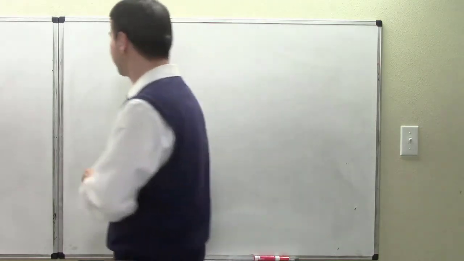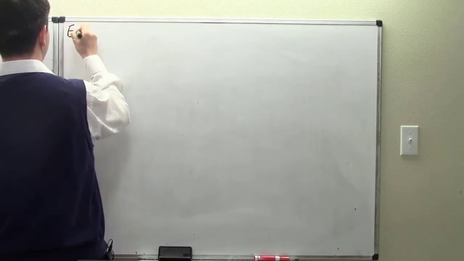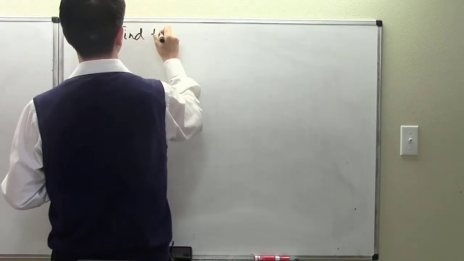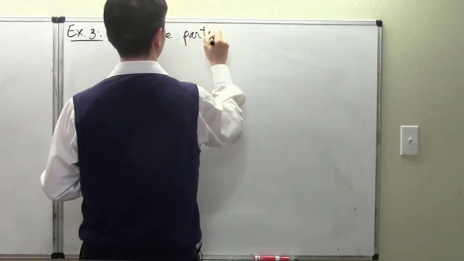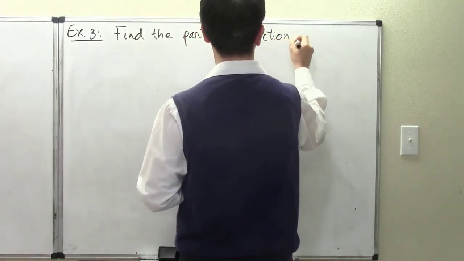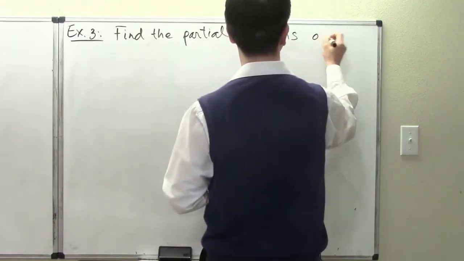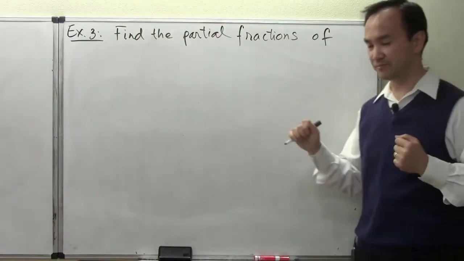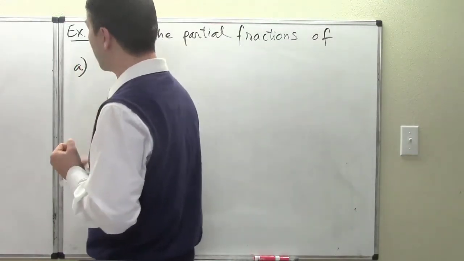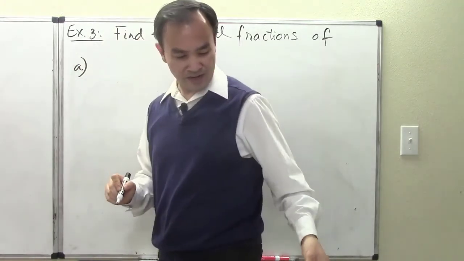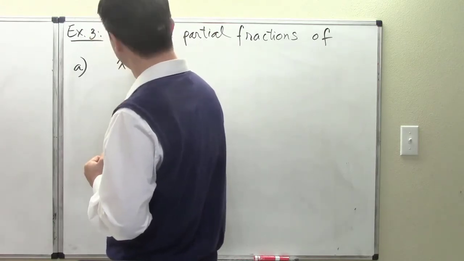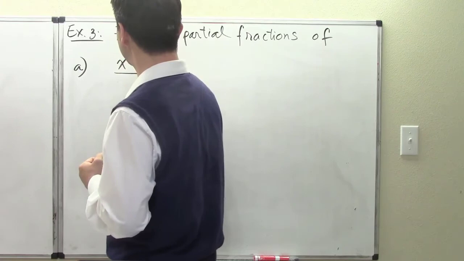Okay, so here in our example 3, again, we want to find the partial fractions of, all right, I'm leaving that hanging there. So now I'm going to introduce the problem in part A of our current example 3. The problem that I have here is as follows: how about x cubed plus x, over x minus 1.